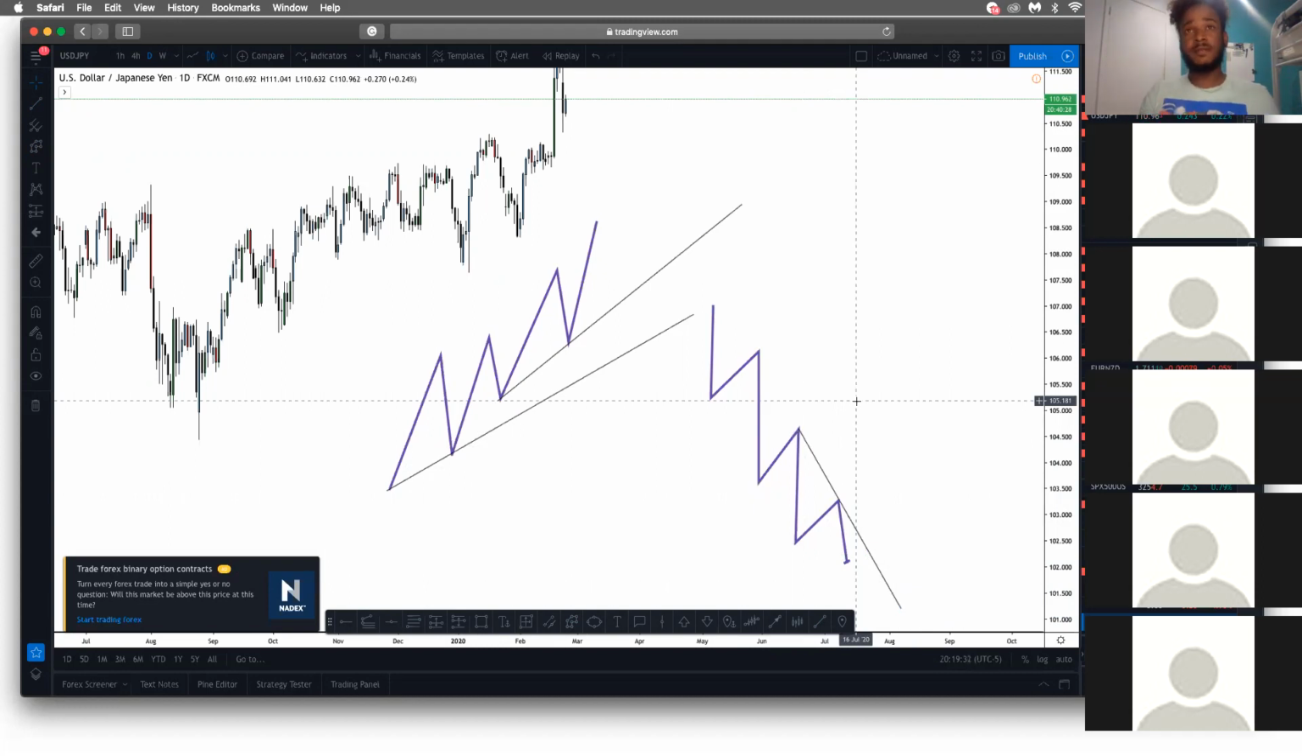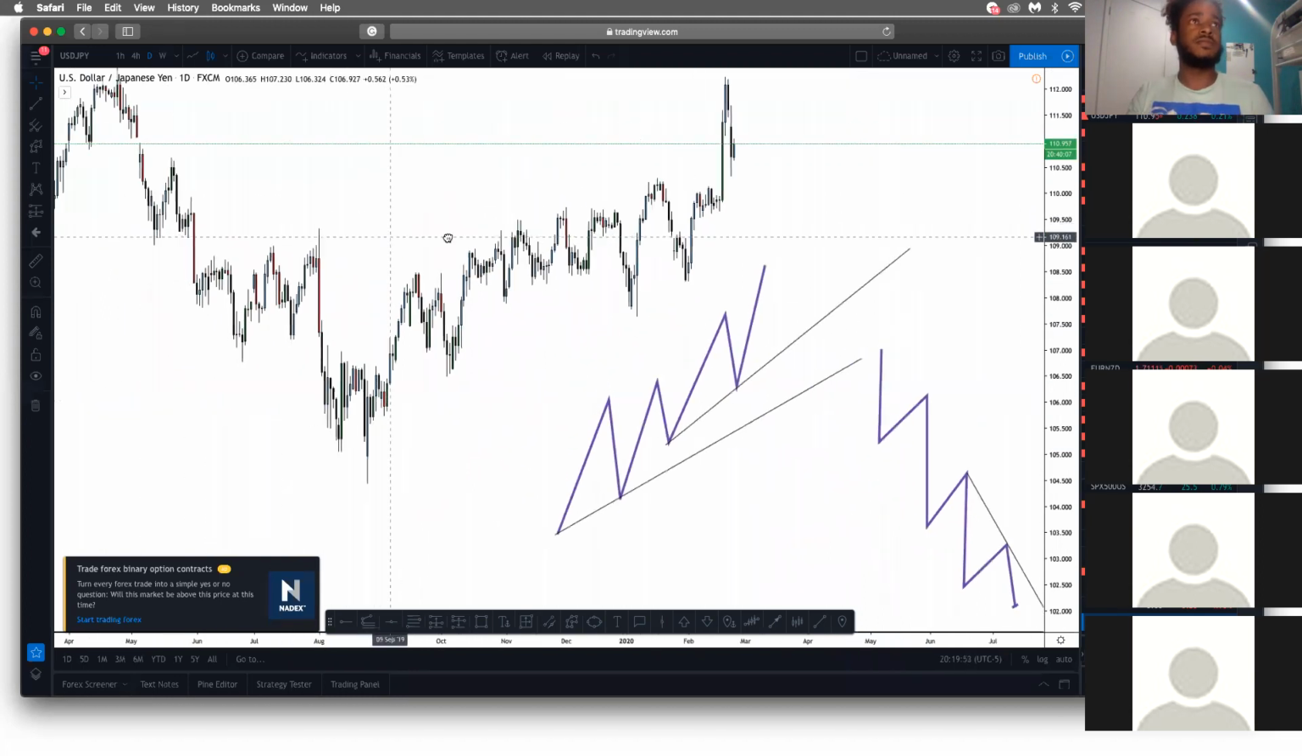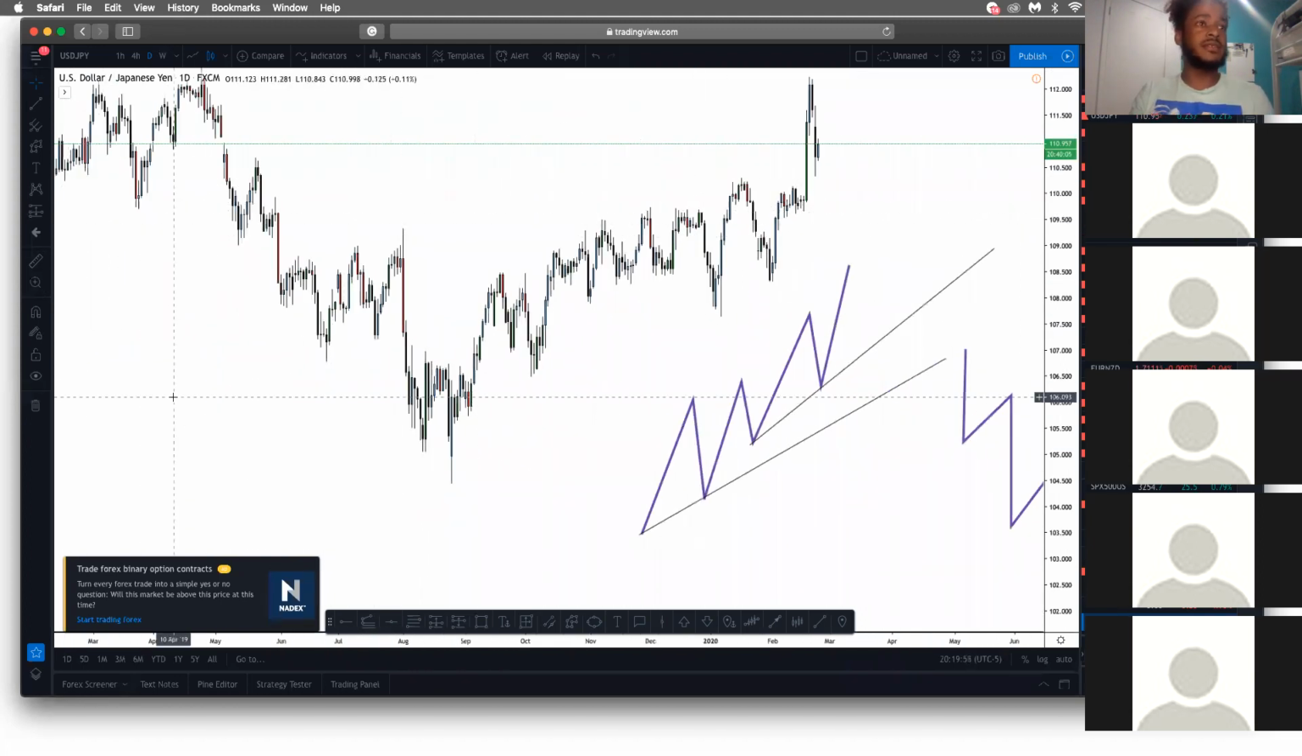Now, essentially, very basic, but you have to practice and be able to identify these on your own, right? So essentially, while the market is moving, you have to be adjusting your trend line, right? So it would go something like this.